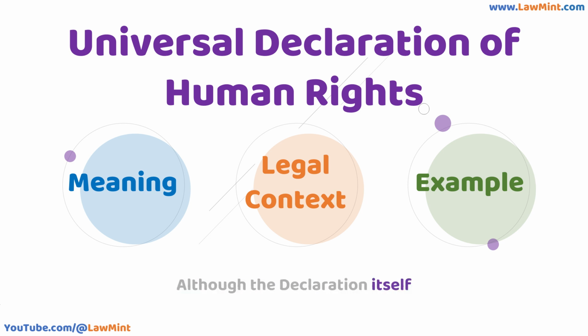Although the declaration itself is aspirational, judges use its established principles to interpret binding international covenants and domestic constitutional guarantees. As a result, the court overturns the oppressive procedure, preserving the citizens' rights to procedural due process.